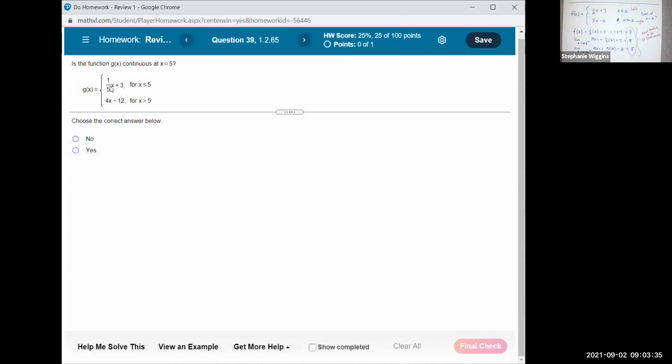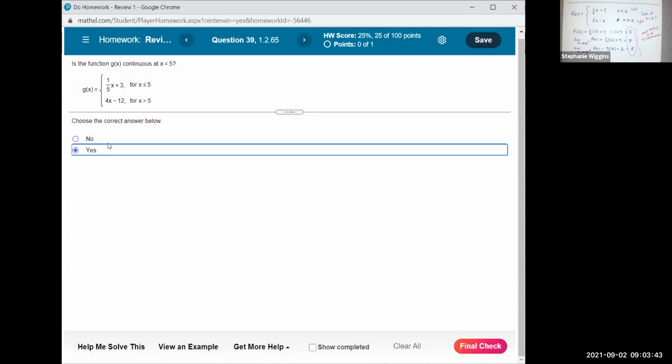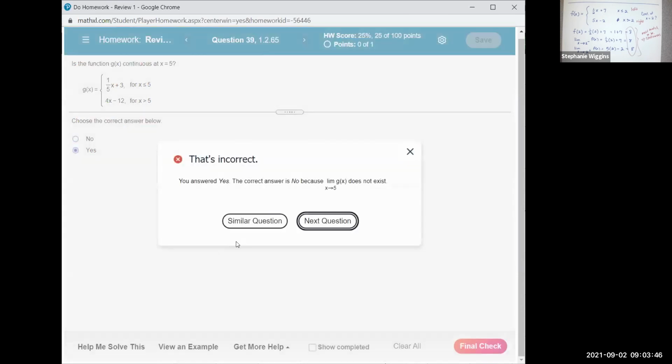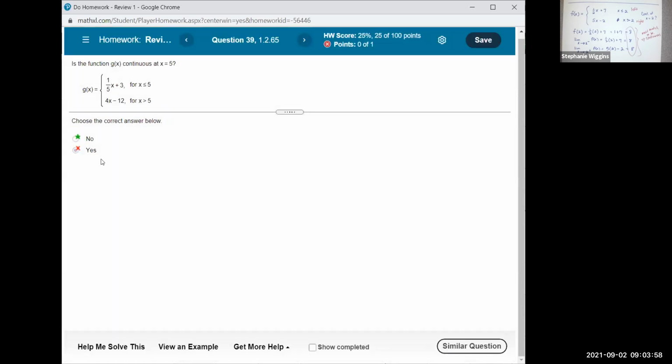If you plug in 5, you get 1/5 of 5, 1 plus 3, that's 4. If you plug in 5 here, you get 16 minus 12, that's 4. Yes, the function is continuous. They agree. The left and right hand agree. Well, maybe not. Oh, hold on. What did I do? I'm going too fast again. What did I say? Oh, yeah. I meant to select no. Oh, I know what I did. I plugged in 4 down here. 4 times 5 is 20 minus 12. And I said 16 minus 12. So that's why. Yeah, I was wrong.